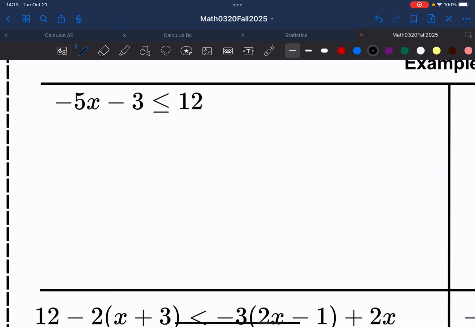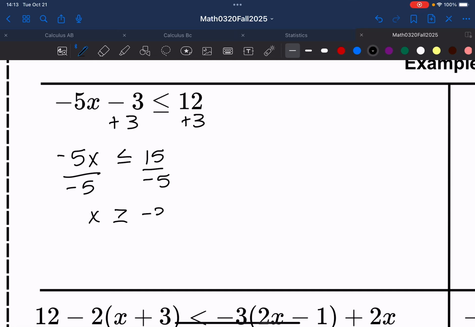Okay, so for here, we need to move all of the numbers over and leave the x by itself. So in order to do that, I'm going to first add 3 to both sides. So I have negative 5x is less than or equal to 15. Then divide by negative 5, and I get x is greater than or equal to negative 3. Okay, I divided by a negative, which means that this inequality is going to flip. Okay, so that's my answer. X is greater than or equal to negative 3.